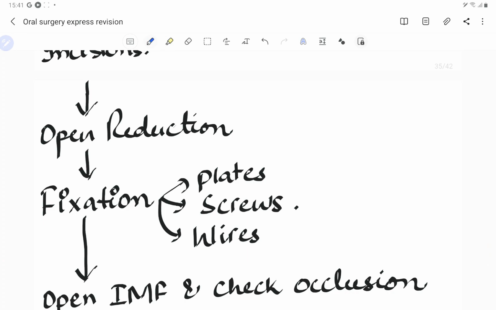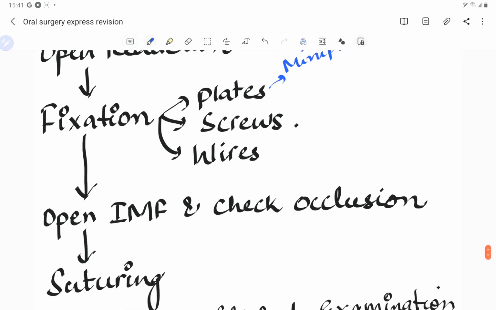So fixation can be in the form of plates. Usually what we use for the midface is the mini plates. Then we have the screws, or we can go for the transosseous wiring, which we do not use anymore. The reason behind this is that it is a non-rigid fixation. If we are using transosseous wiring, along with that we have to go for IMF, intermaxillary fixation, so the patient will still be on the liquid diet. So that is the reason we do not use it.